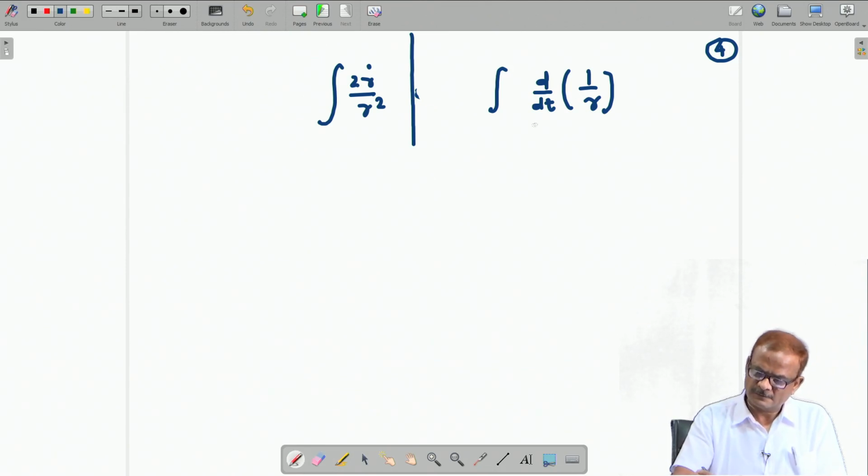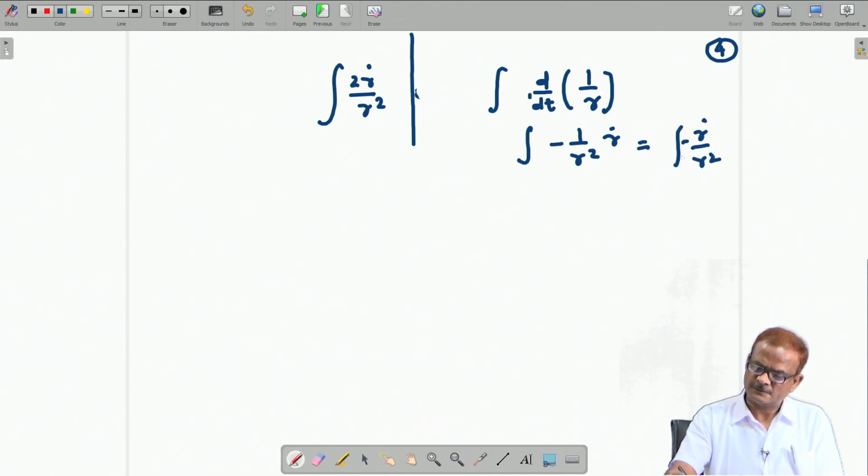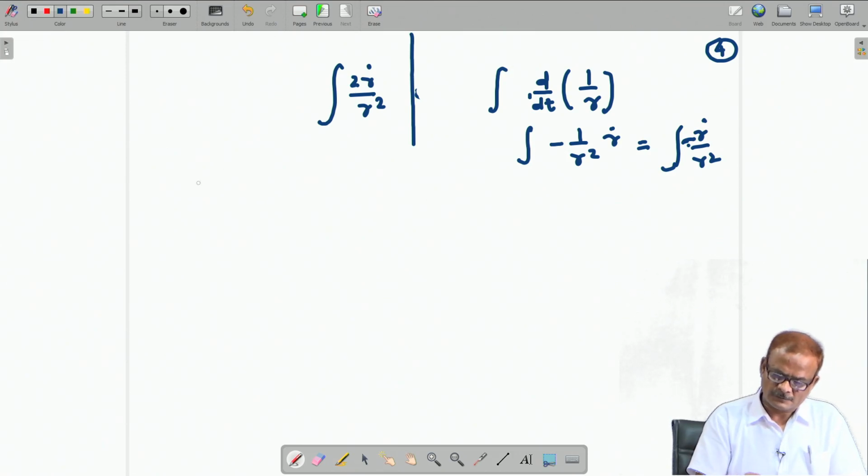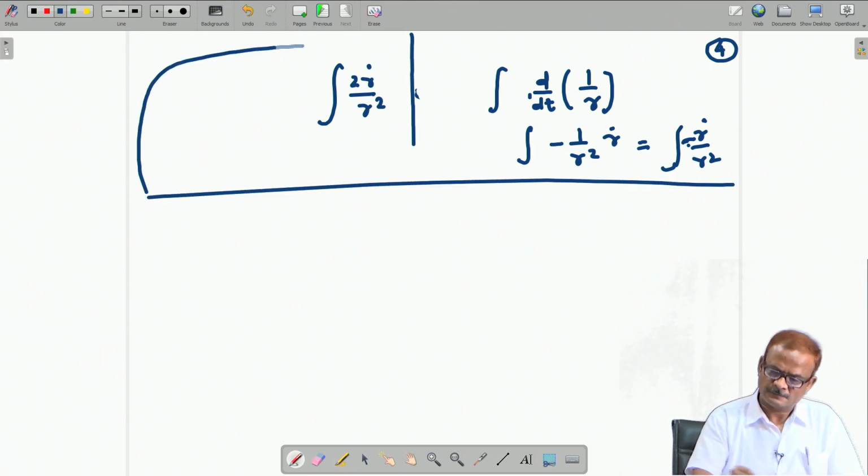and then check what we are getting here in this space if we break it. So, this will be minus 1 by r square times r dot. So, this is nothing but your r dot minus by r square, while here you have 2 r dot by r square. Okay. So, this is your again rough work.